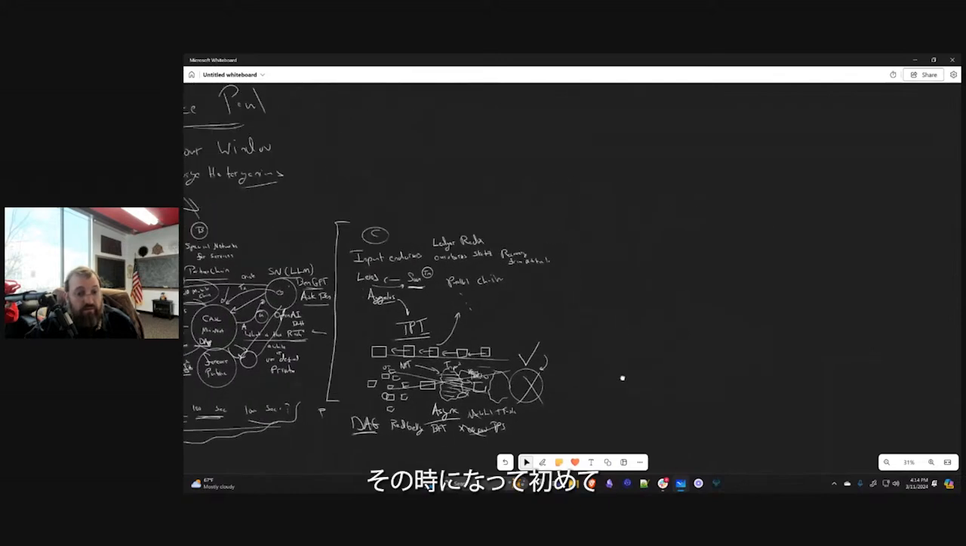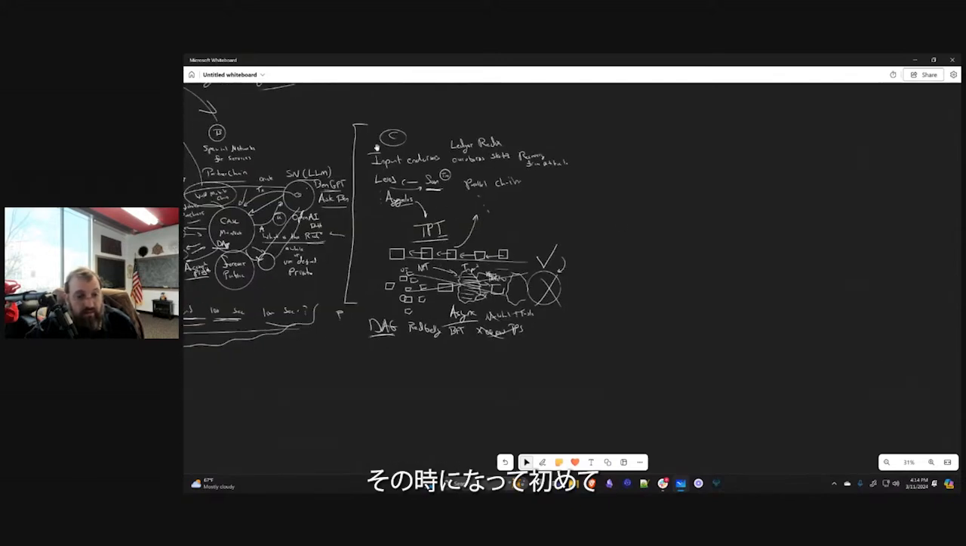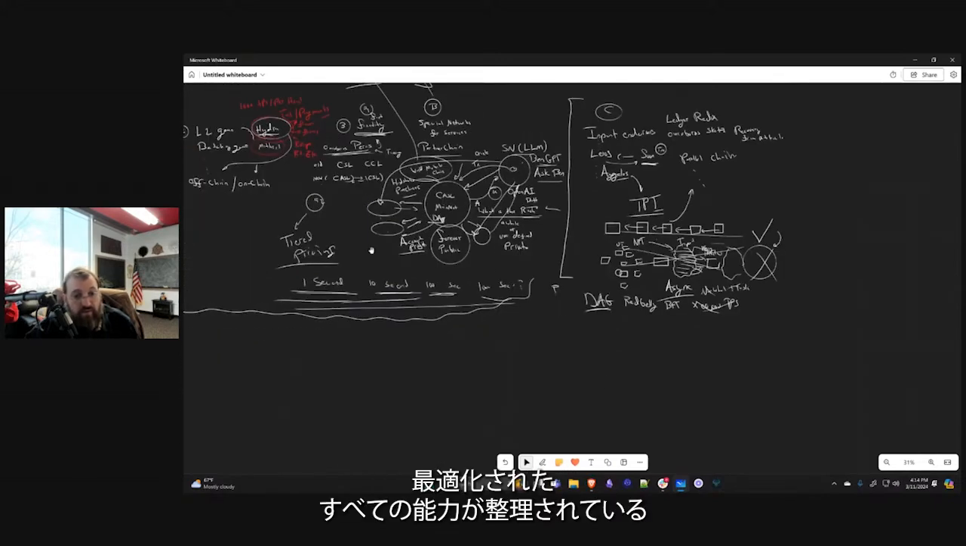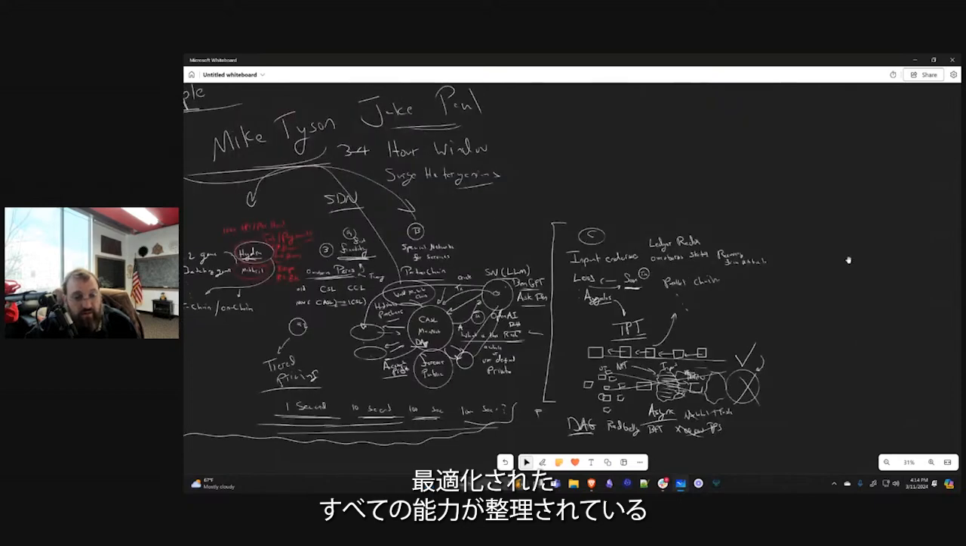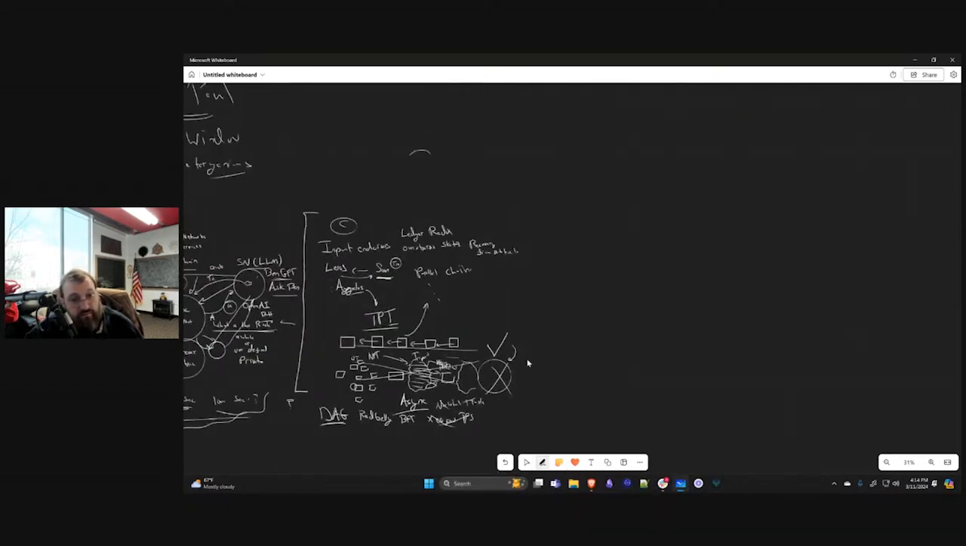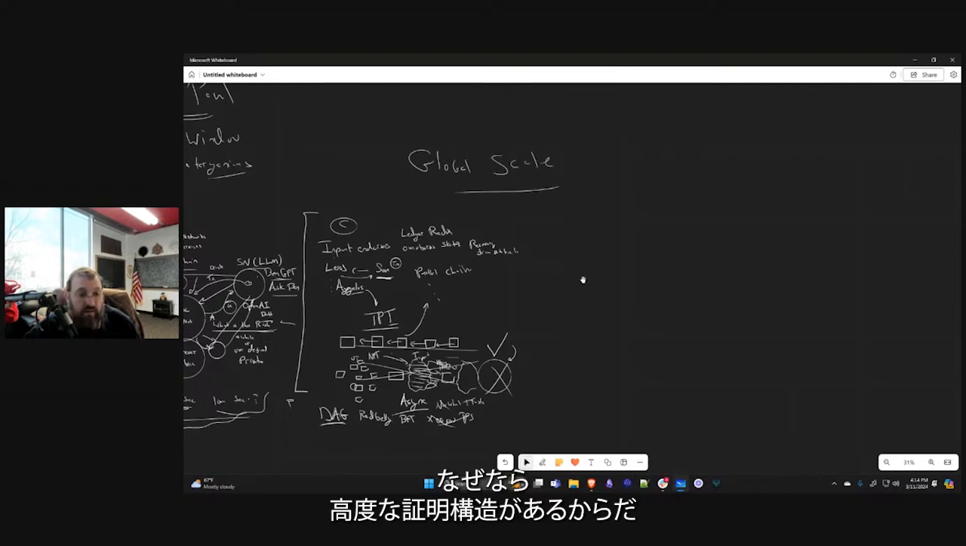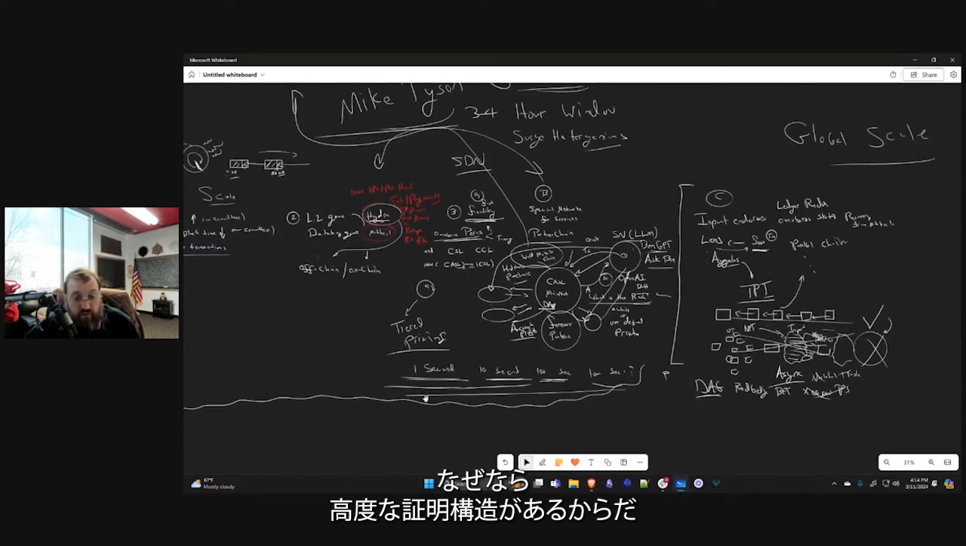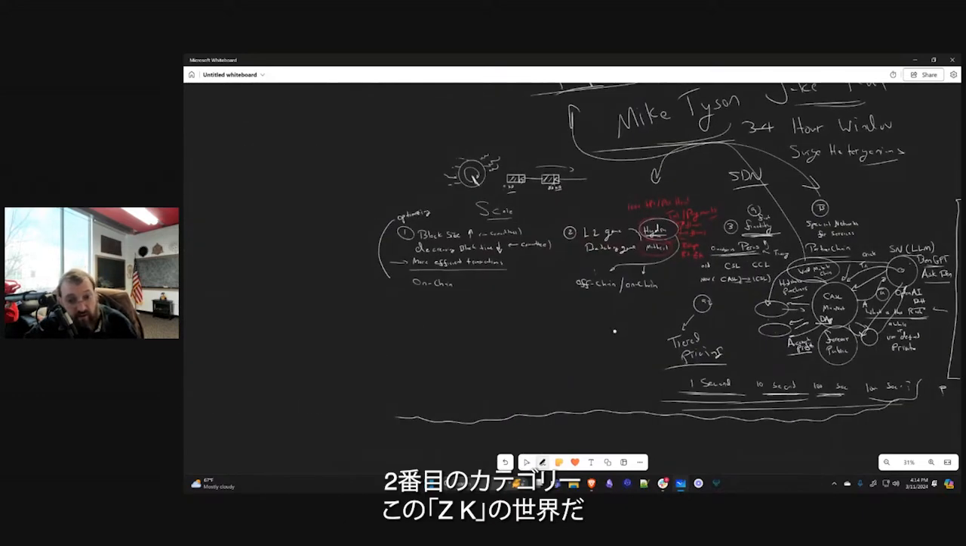Then and only then do you really start thinking about this, because you've already optimized. You already have all your capabilities sorted out, and this is where you get to global scale as a network. Okay. Why? Because you have all these advanced proof structures, and I didn't even mention the zero knowledge stuff. That kind of fits in the second category here, kind of 2B, the ZK world.